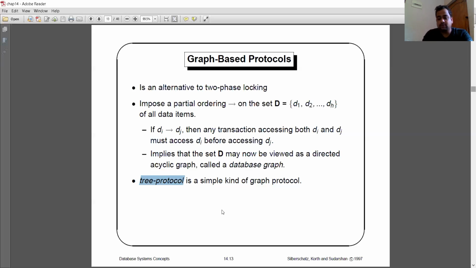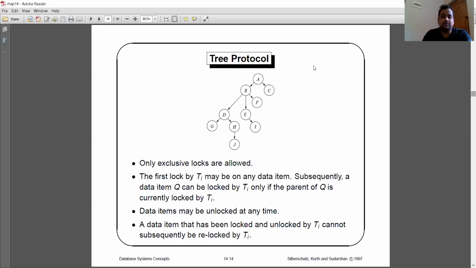We will discuss what exactly the tree-based protocol is. Now let us consider this example of a tree-based protocol. These are the data items A, B, C, D, E, F, G, H, I, J. In the tree-based protocol, only exclusive locks are allowed. There is no concept of shared lock in the tree-based protocol. Only exclusive locks can be performed.